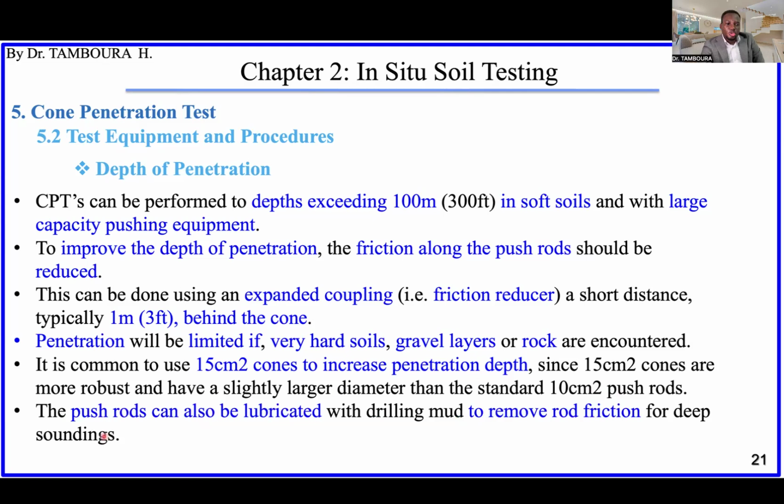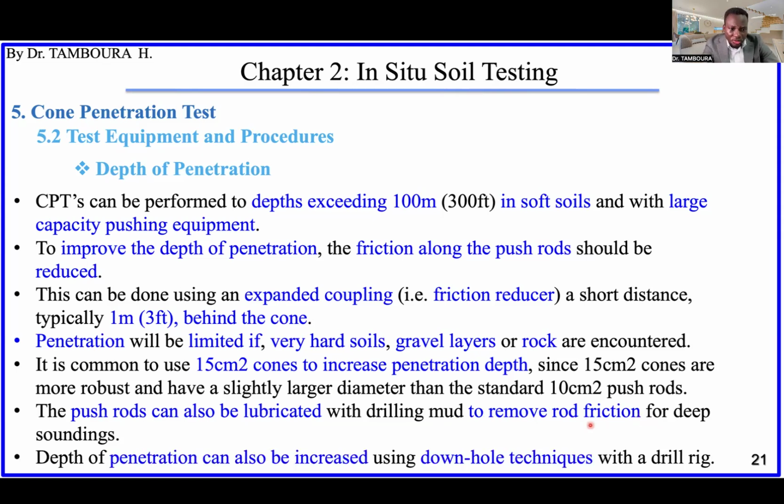The pushing rod can also be lubricated, because if you lubricate, it will cut the friction. It will remove the rod friction and allow you to go deeper. Deep sounding. So the depth of penetration can also be increased using downhole techniques. We have just explained that downhole techniques can allow you to go very deep. This is what we can say about the depth of penetration.